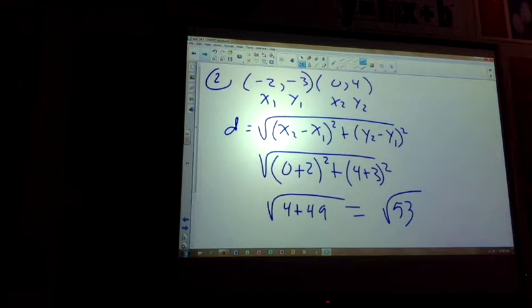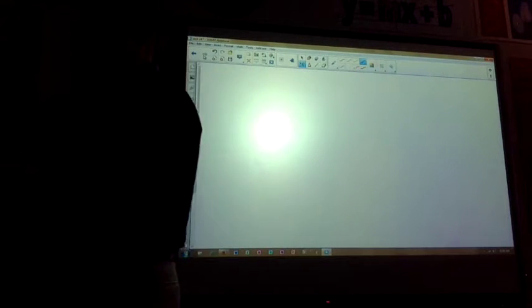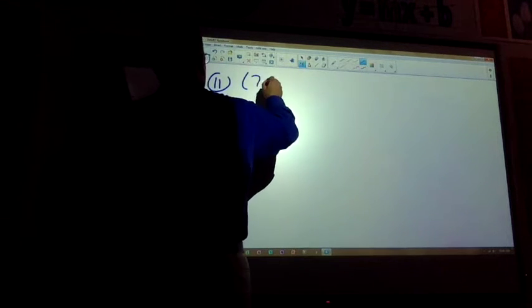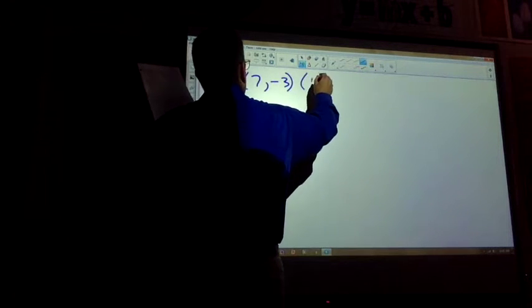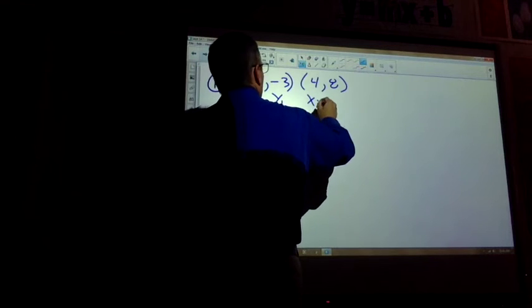All right, 7 through 12. Given the coordinates of the endpoints of the segment, find each midpoint. Is there any questions on 7 through 12? Yeah, 11. Let's do it. Number 11, we have 7, negative 3, and 4, 8. I'm going to label this x1, y1, x2, y2.